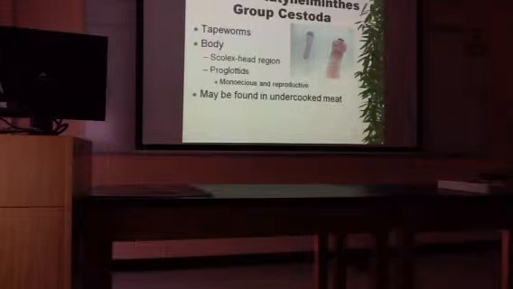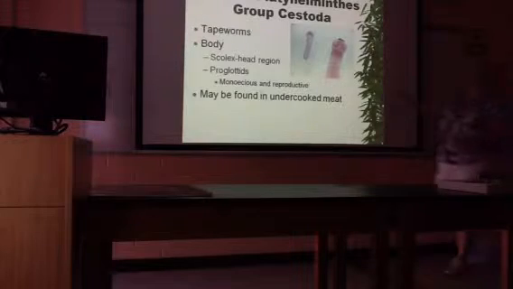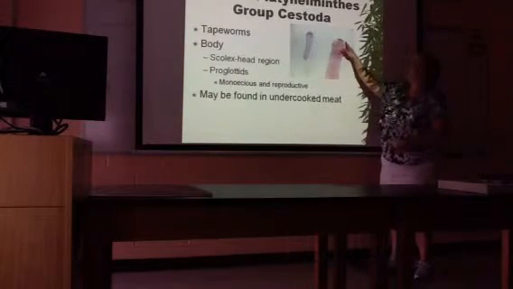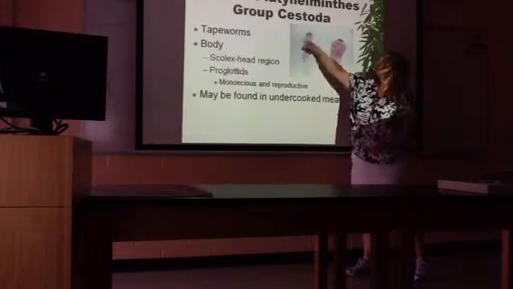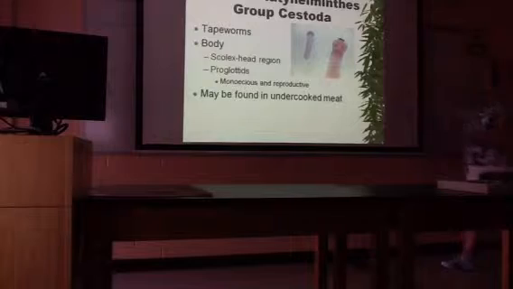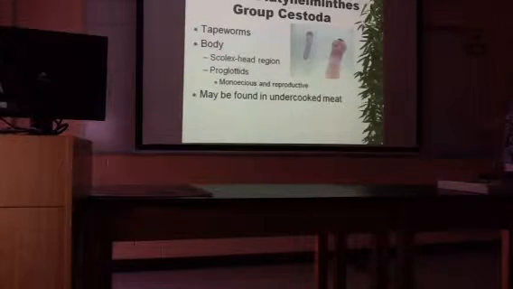So that head region is called the scolex. It's where the eye spots and the barbs are. And so you can clearly see the eye spots and the barbs on this one. So that whole thing's the scolex. This one's smaller, but that whole round structure is the scolex. And then all of these repeating segments are called proglottids.